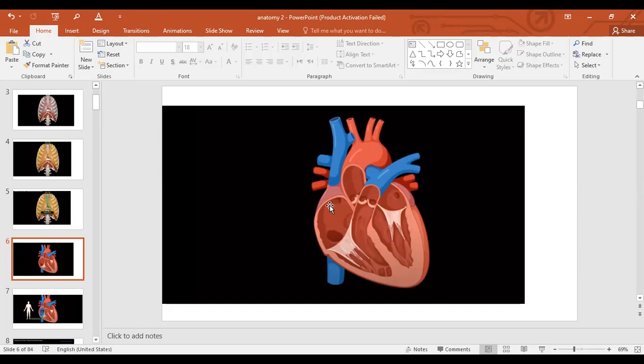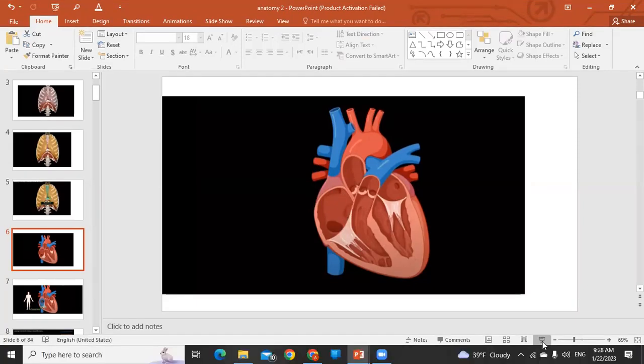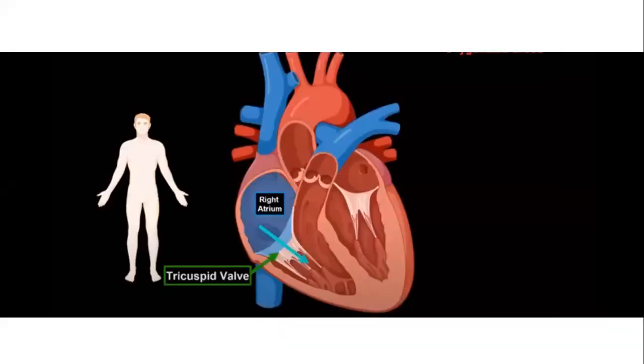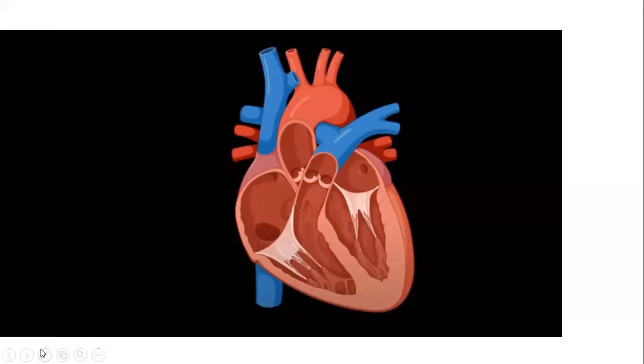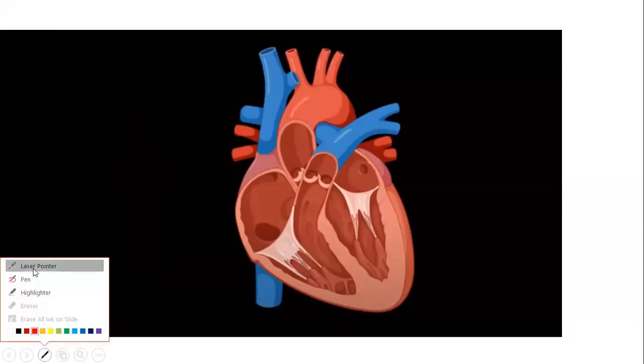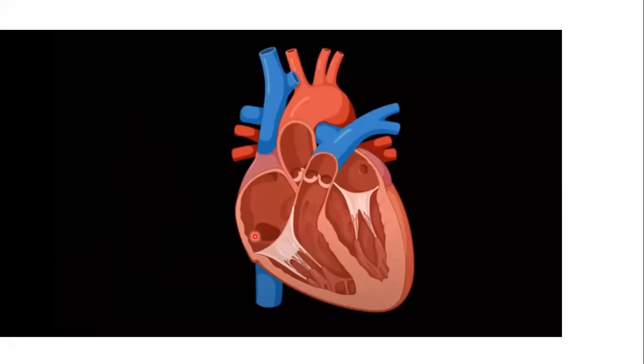Okay. The blood will enter the heart through the superior and inferior vena cava into the first chamber. The first chamber, as you see here, is the right atrium. The blood is then going to go through the tricuspid valve into the right ventricle.